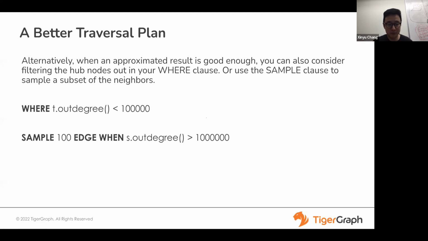So it's very important. And sometimes you say, hey, I do want to keep some of the info from the hub node, it's meaningful to me. Then another thing you could possibly do is use the sample clause. In this sample clause, you say that if a hub node has a degree, or neighbors, of more than 1,000,000, then I only want to sample 100 neighbors from it. In this case, without having to traverse each neighbor of the hub node, you only sample 100 to traverse. That's another thing we can consider.